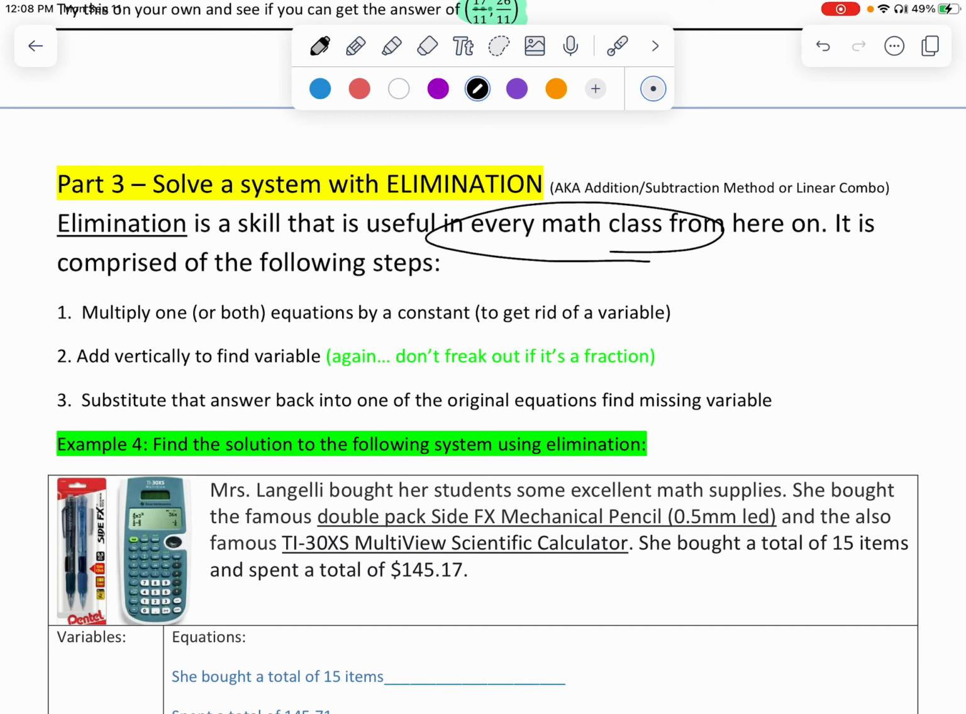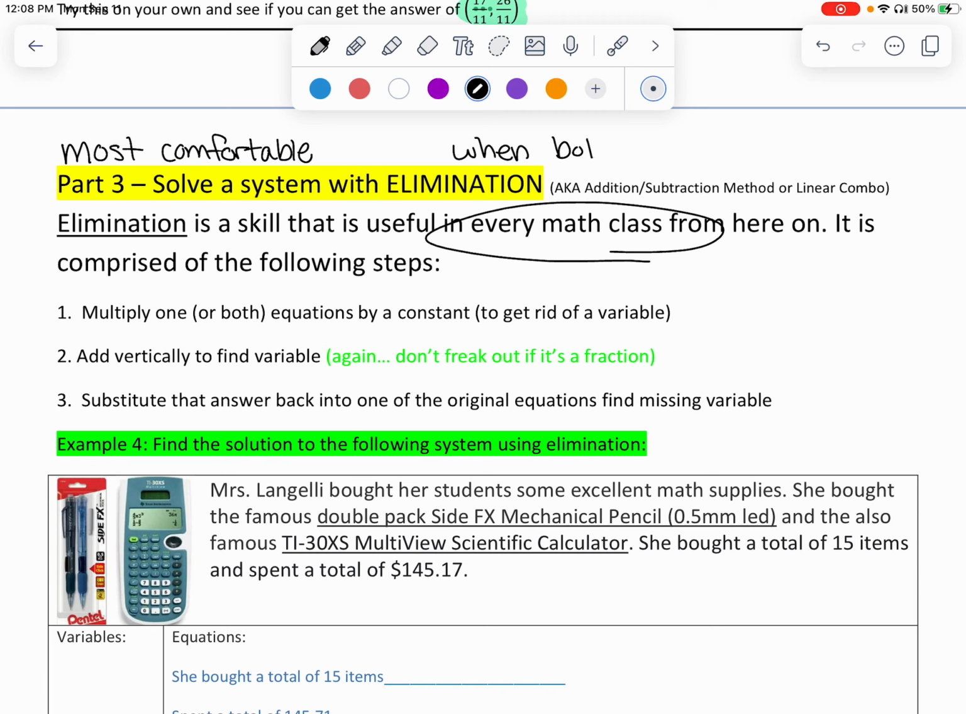Most kids are most comfortable here. I'll say most comfortable. In fact, sometimes your teachers tend to push you that way. However, you really at this point should be able to say, I'm comfortable with all the different methods. I can see that this one's good for substitution. Maybe there's a variable already isolated, and this one's good for elimination. Maybe they're both in standard form. I'll go ahead and put that on there.